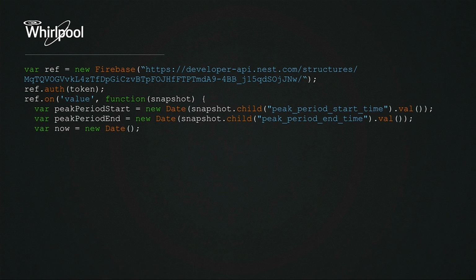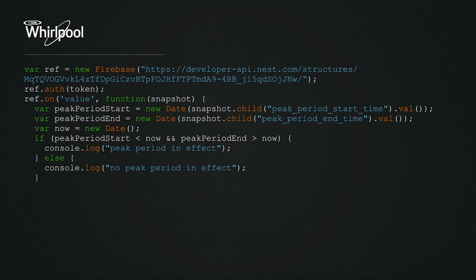Here, we say, get me the peak period start and end times, get the current date, and then just compare times. If we're in a peak period, I log to the console, it's a peak period. You do something amazing to remove energy from the grid. If the peak period is not in effect, we just log that it's not in effect. So it's pretty straightforward.